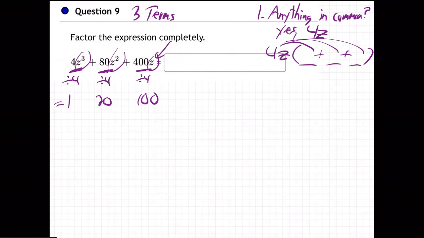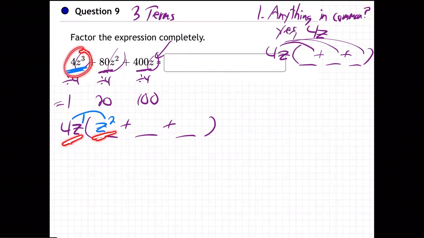So let's do that. I'm going to put the 4z in the front, the one big parenthesis, 3 terms on the inside with pluses in between. Okay, and how do you know what's going to go there? Well, whatever works. 4z times what will go back to 4z cubed? Well, z squared, right? Because this is a visible 1 power. Making sense? 4z times z squared, the power is allowed to be 4z cubed.